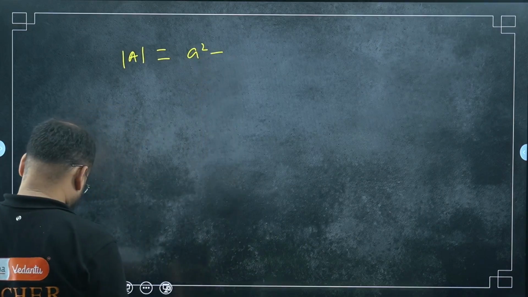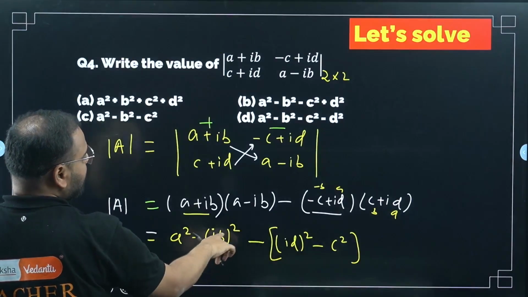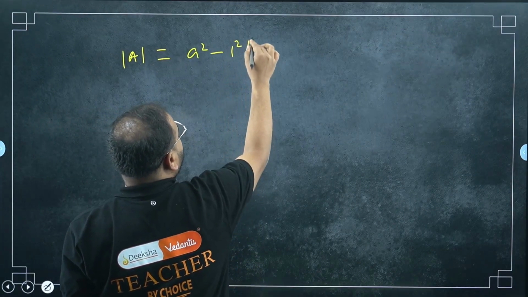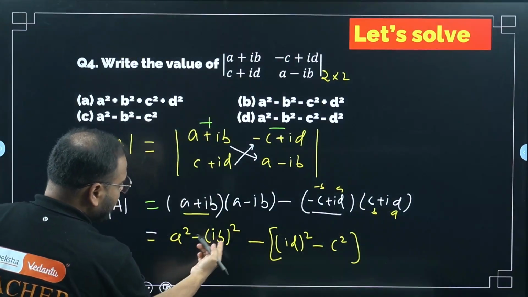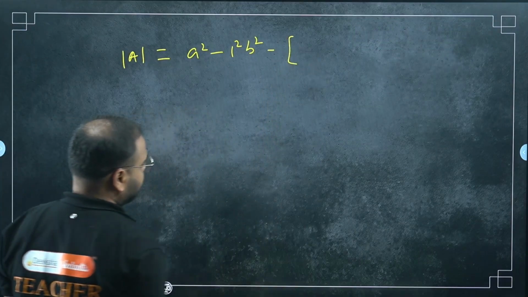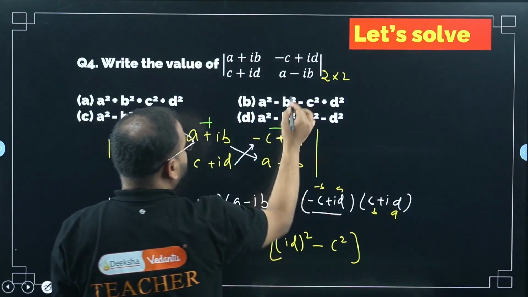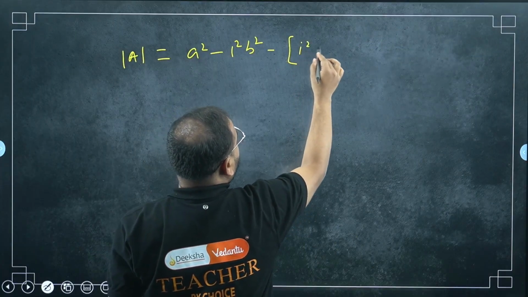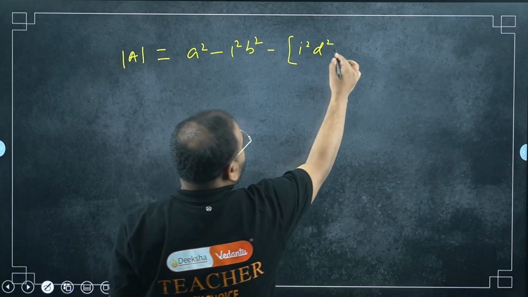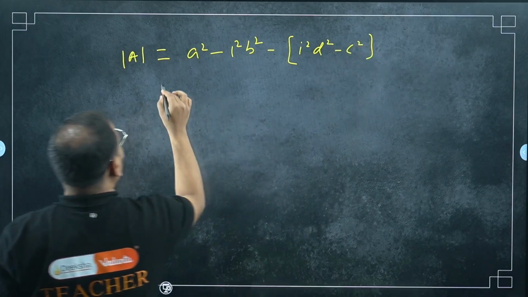minus, check here, i square b square. What is it? i square b square, correct? i square b square. Next what? Minus sign i square d square. Next what? Minus c square. Minus c square. Now please check here.